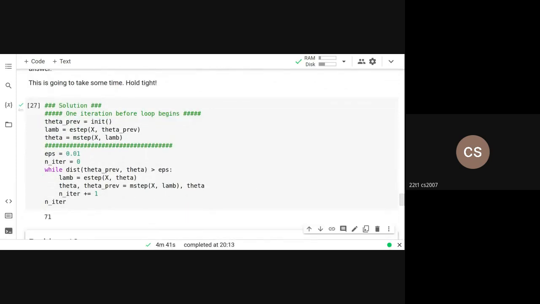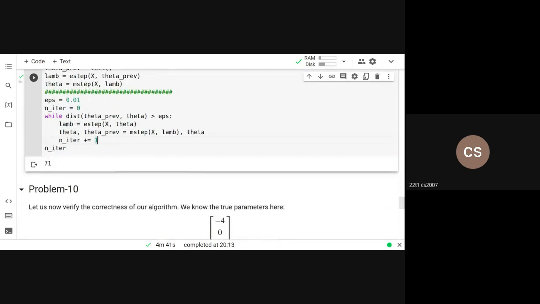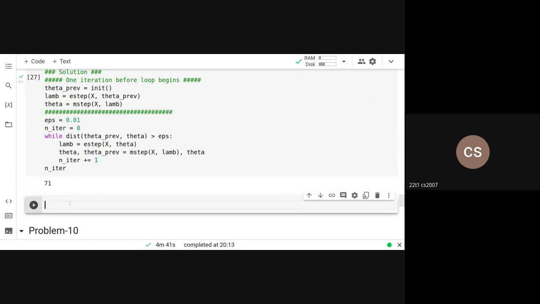Okay, so it finished running. As I think you can see, it's taken around 71 iterations to converge. Converge meaning, based on our condition, distance less than 0.01, it will converge. Okay, so let us go ahead and look at what final theta values we got.